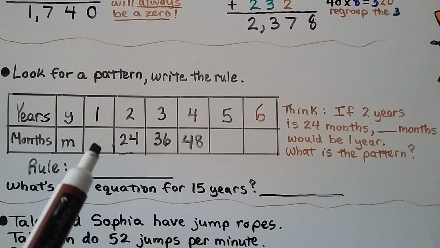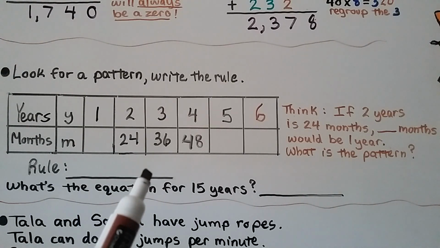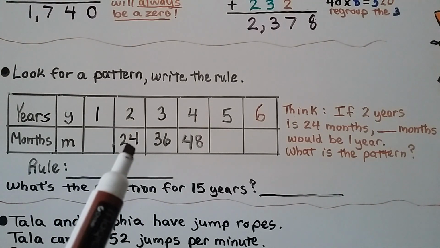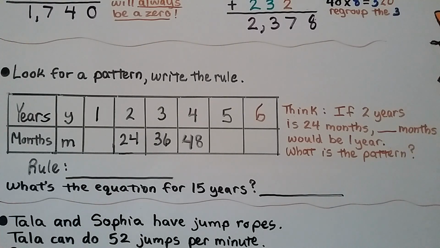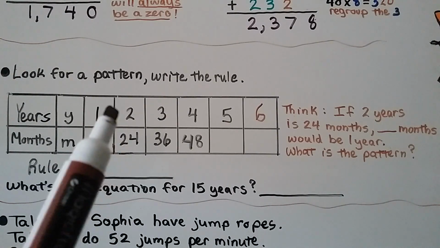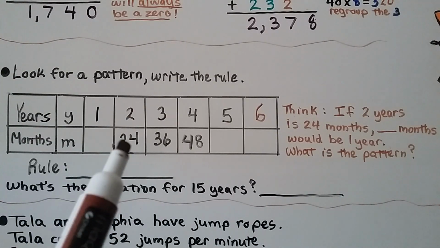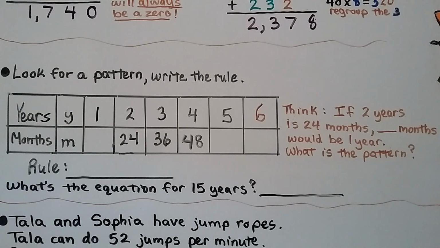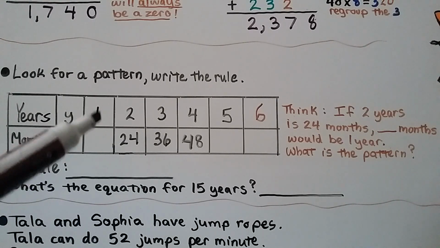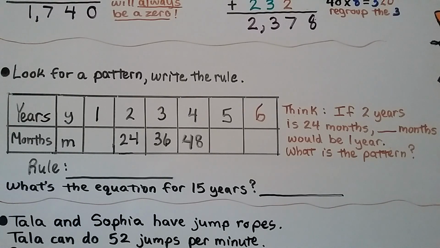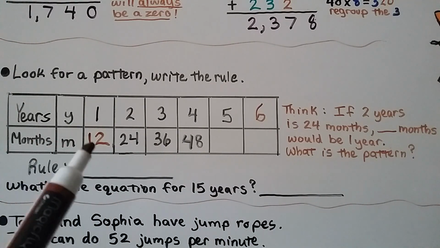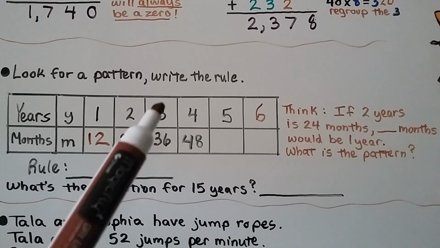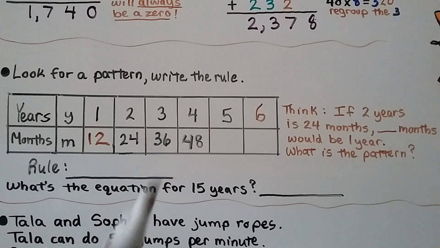And let's look at the pattern here. If 2 years is 24 months, how many months is 1 year? Well, 1 is half of 2, so what's half of 24? And you may know that there are 12 months in a year, so that would be a 12. So now let's look and see if we can finish the table. It's saying 1 is 12, 2 is 24, 3 is 36, 4 is 48.